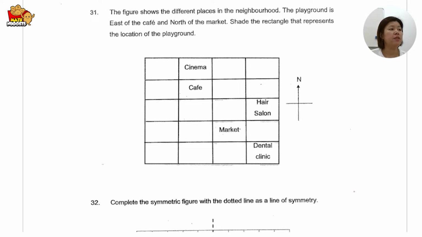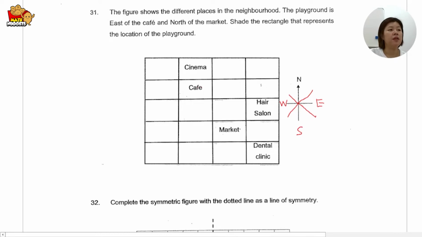Okay, the playground is east of the cafe and north of the market. You're supposed to shape the rectangle that represents the location of the playground. Okay, let me draw this first. This is north, south, east, west. And the playground is east of the cafe.